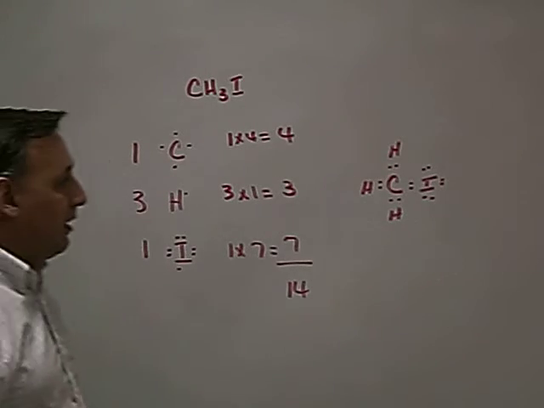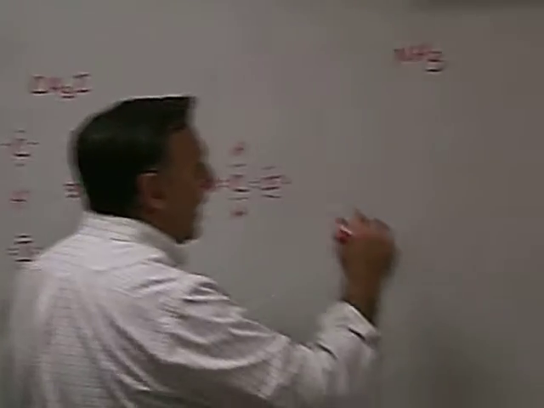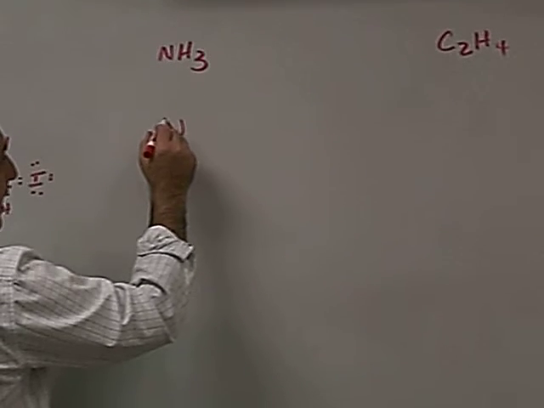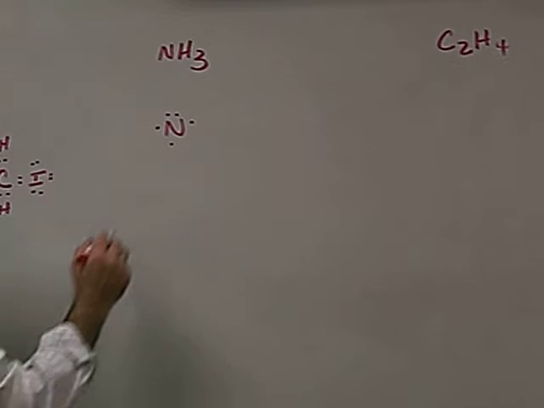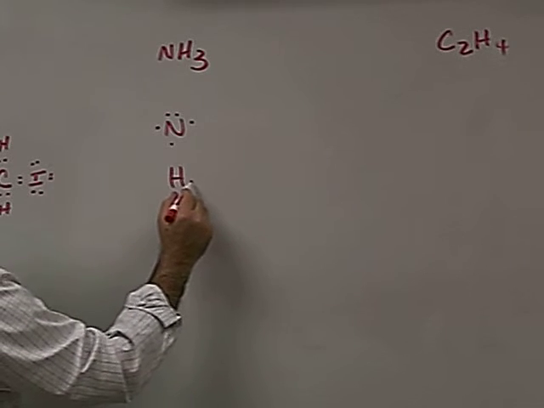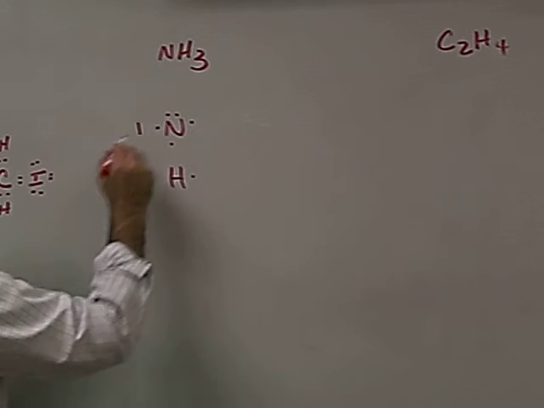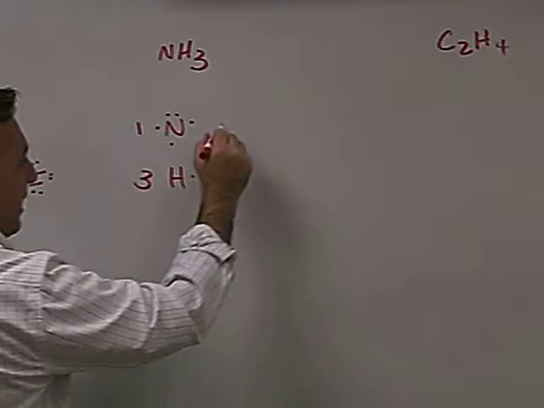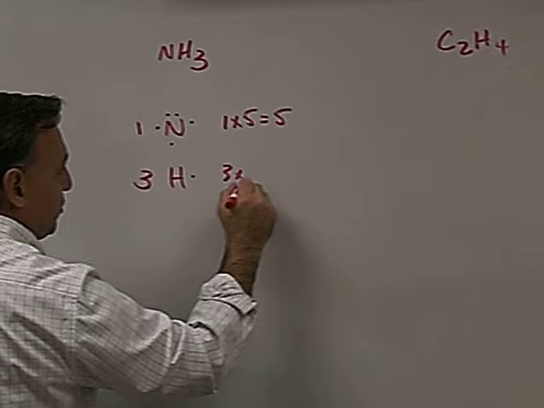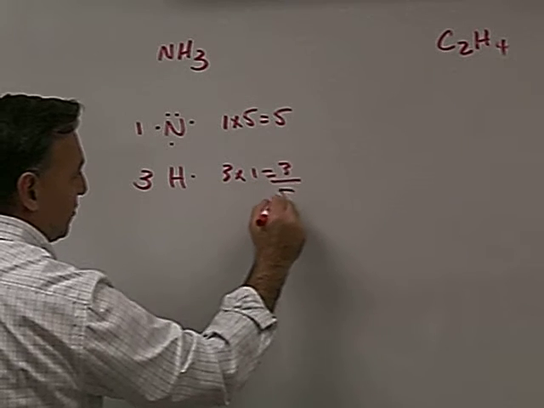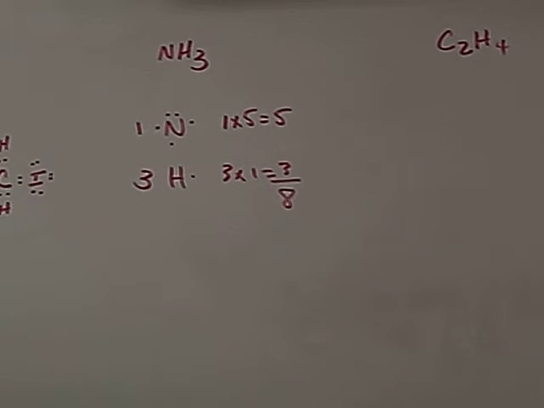Let's look at ammonia now. Ammonia has a nitrogen atom, which has 1, 2, 3, 4, 5 valence electrons. Hydrogen has 1 valence electron, but there are 3 of them. So there's 1 nitrogen and 3 hydrogens. If I add those up, I have 1 times 5, that's 5 valence electrons, and I have 3 times 1, that's 3 valence electrons, for a total of 8 valence electrons to be distributed.